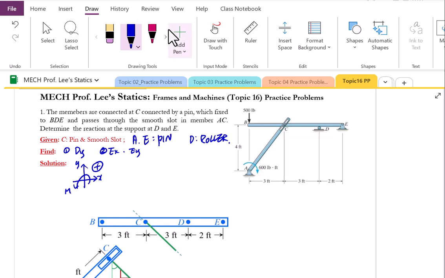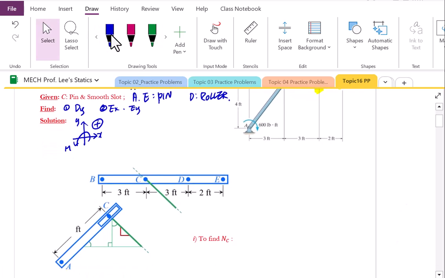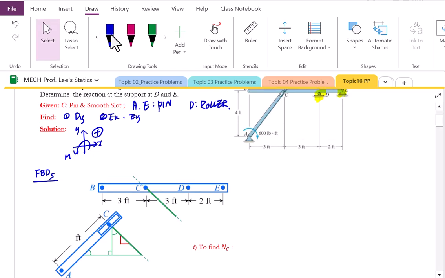So to find the reactions at D and E, let's take care of where they are in our body here. Definitely, we have to disassemble member AC and the member BCDE. Therefore, we need two free body diagrams for these two members. Let's start our free body diagrams. So we're gonna draw free body diagram for these two members. So let's draw the free body diagram for the member AC first.